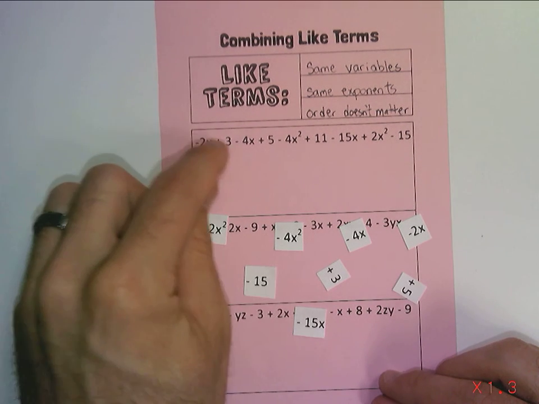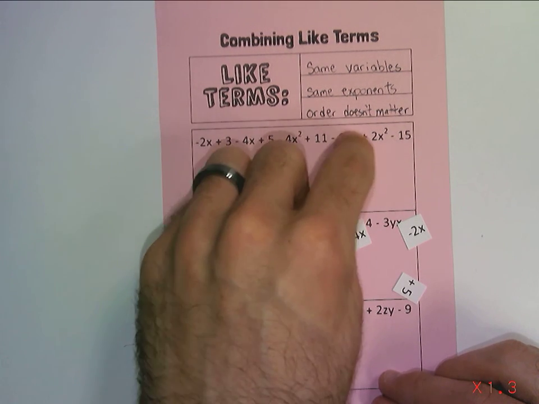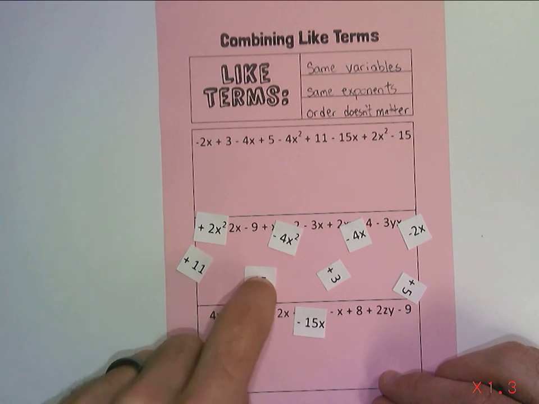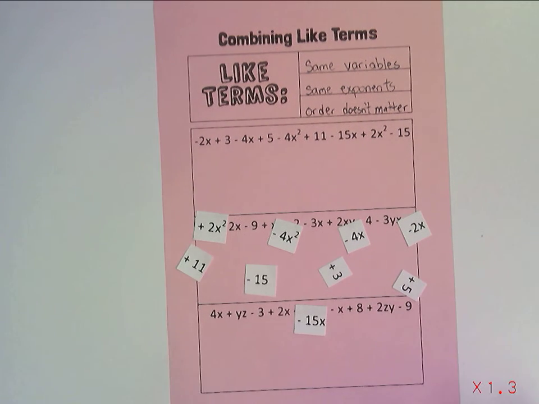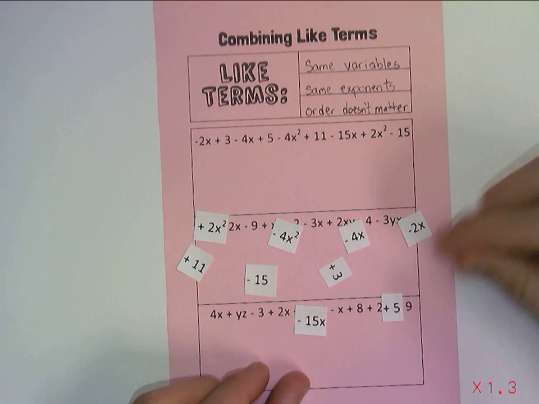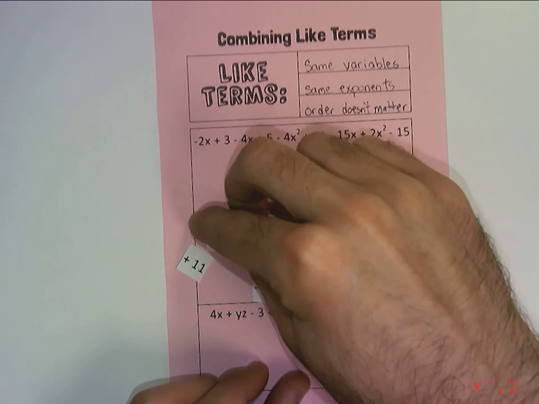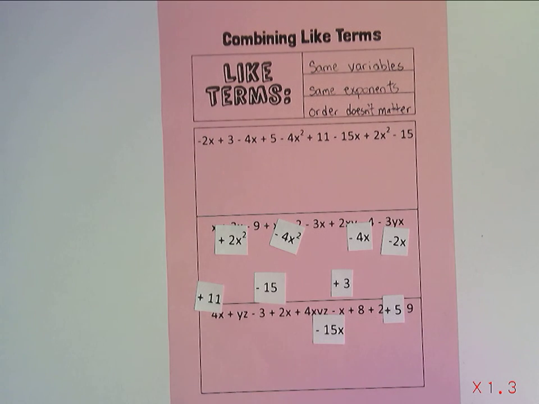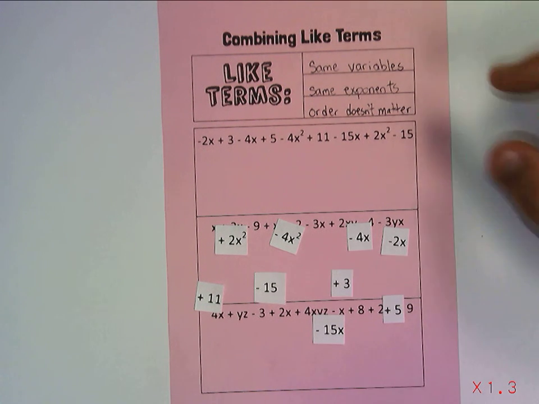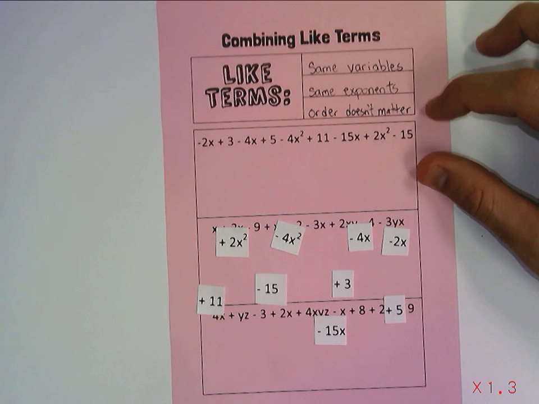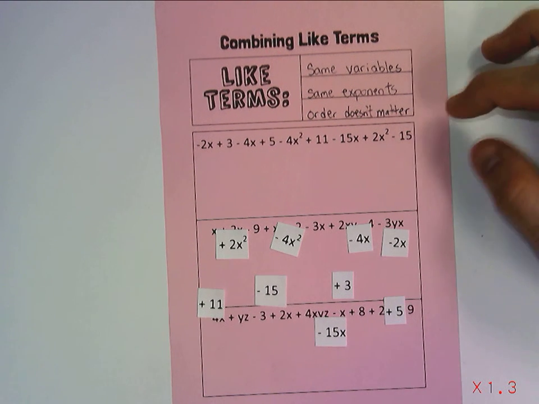I think we should have 1, 2, 3, 4, 5, 6, 7, 8, 9. Okay, so these are all the terms that are in that first expression up there. And what you'll need to do is cut these apart. Now what I want to do is group these according to whether or not they meet the terms for like terms, or the requirements, I should say.